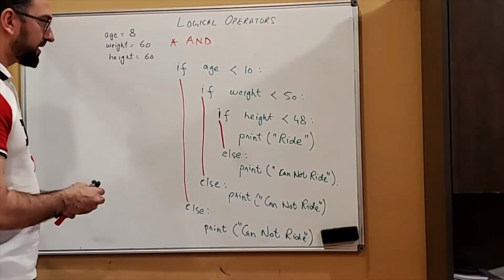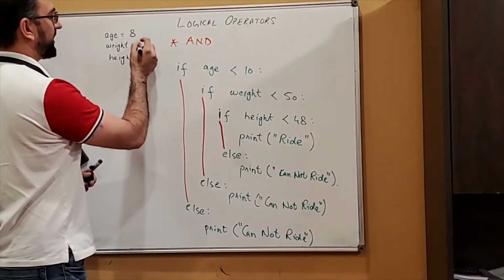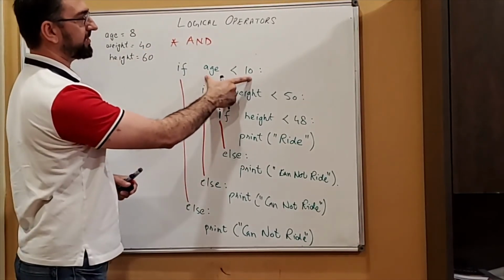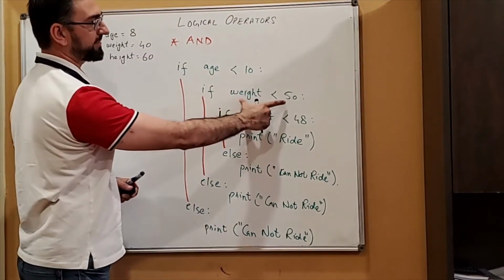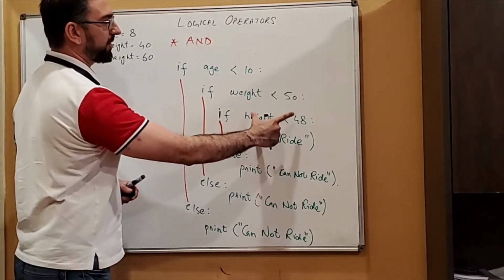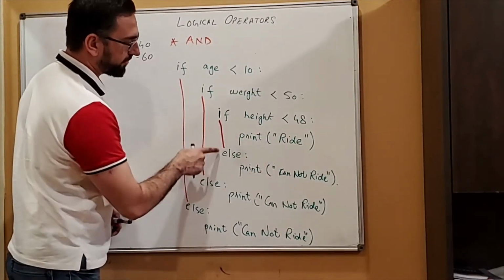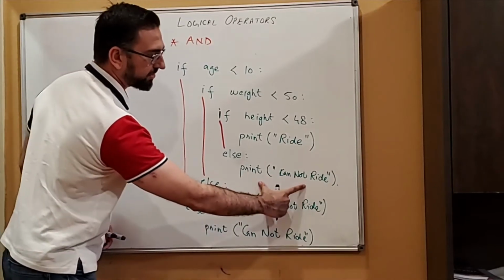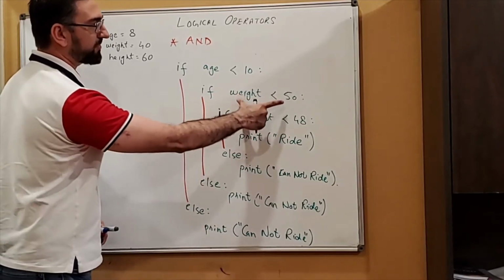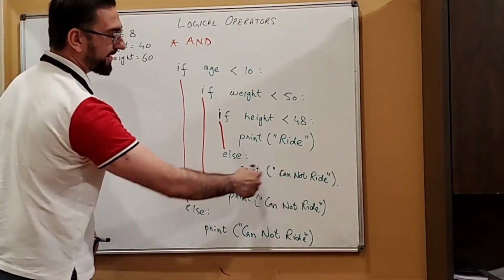Okay? Now let's suppose we have a situation where the weight is 40 and height is 60 again. So in this case, this evaluates to true. It's going to go ahead and execute this one, which evaluates to true as well. It's going to execute this one, and this evaluates to false. So it's going to follow this else to print cannot ride. That's why we need an else with each of these, because if any one of them turns out to be false, it's going to execute the else that is associated with that if block.